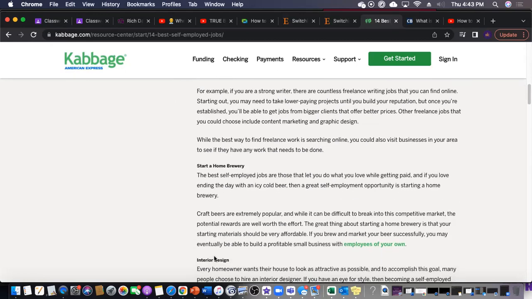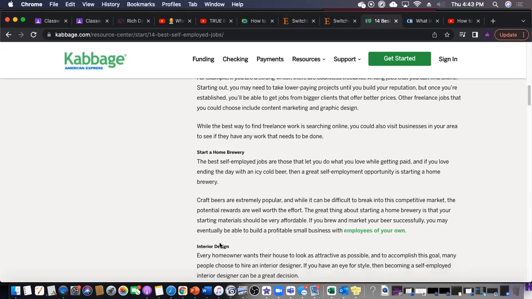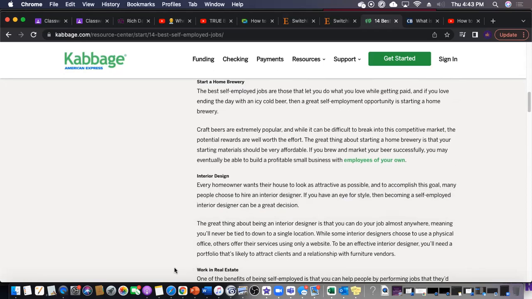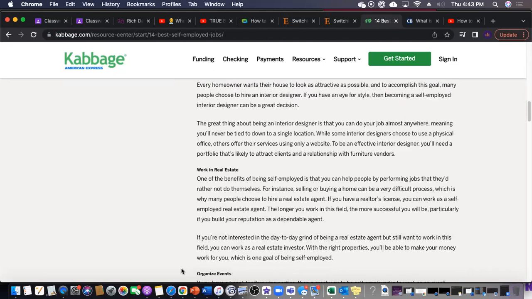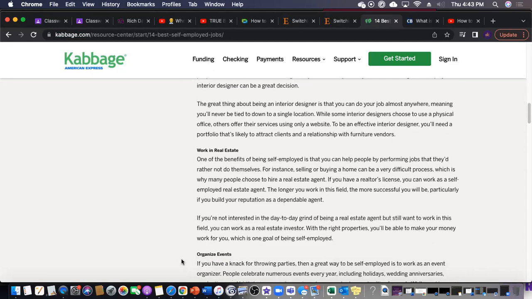So the next thing you can do is create a home brewery, like creating beers and things of that nature. You could have your own brewery. And then the next thing you can do is be an interior designer. You could be working real estate. So real estate investment, you could do a real estate investment for $500. You can actually get real estate off of eBay. So that's another story for another day.